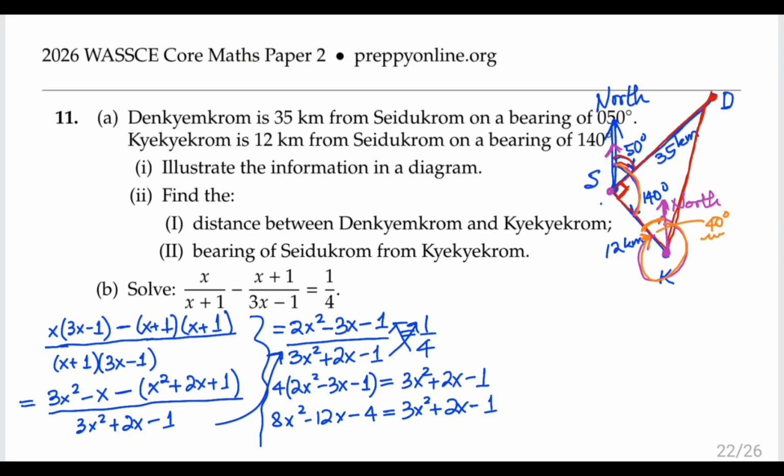All right, so we try to group like terms. Let's bring all the x squareds together. We get 5x squared. Let's bring all the x's together. We get minus 14x. And then let's bring the constant terms also together. We get minus 3. So now this is equal to 0. So we can try to factorize this. There's always a trick you can use when you have a quadratic like this.